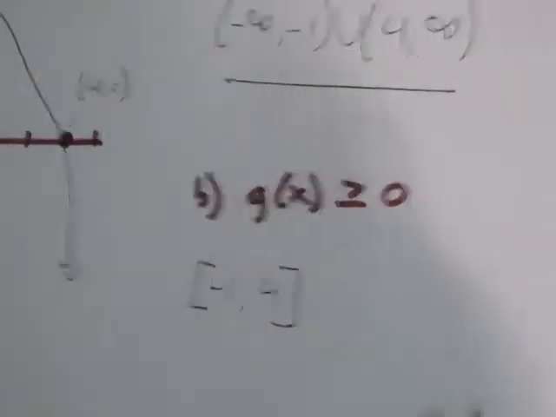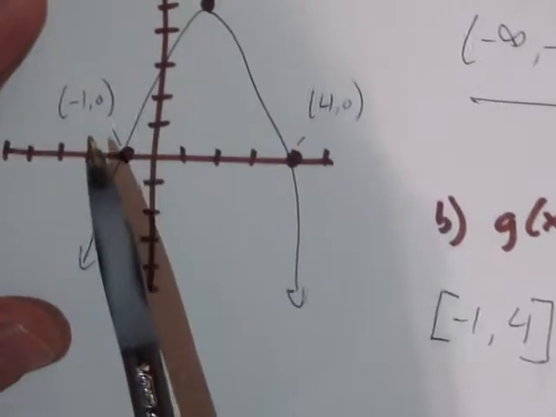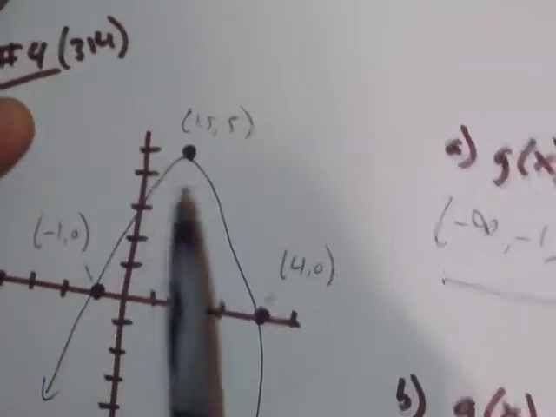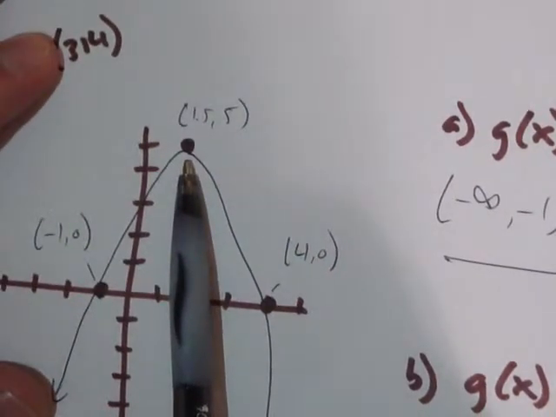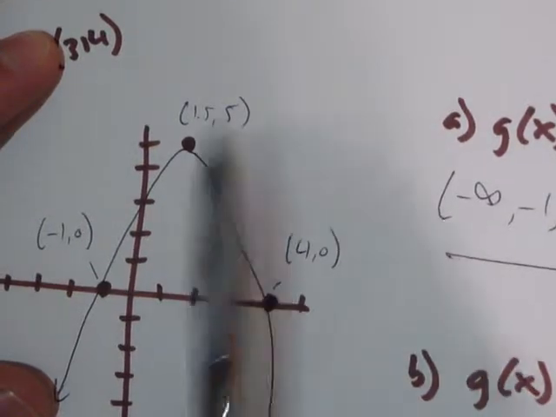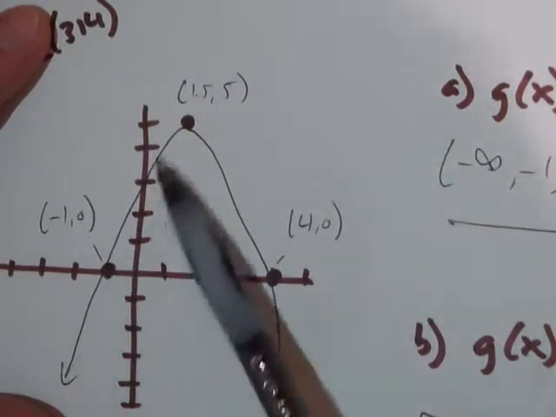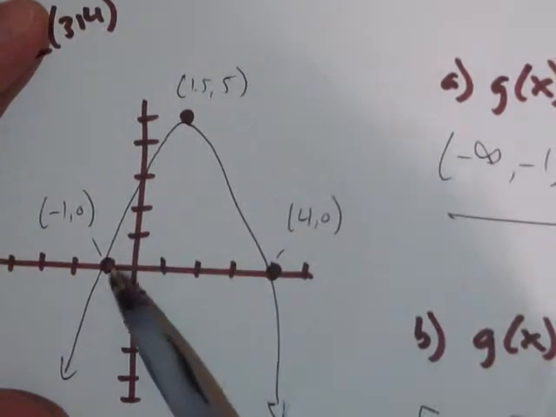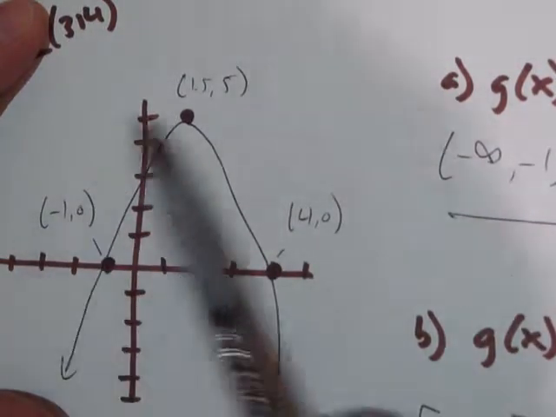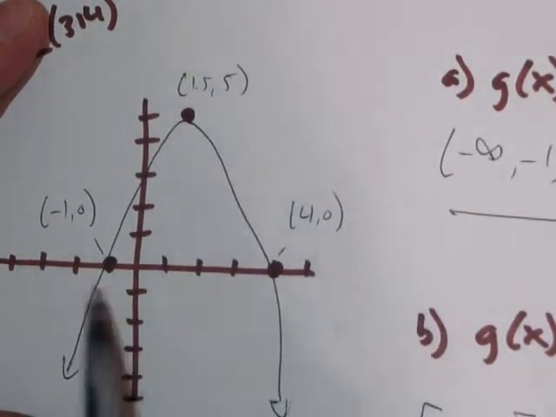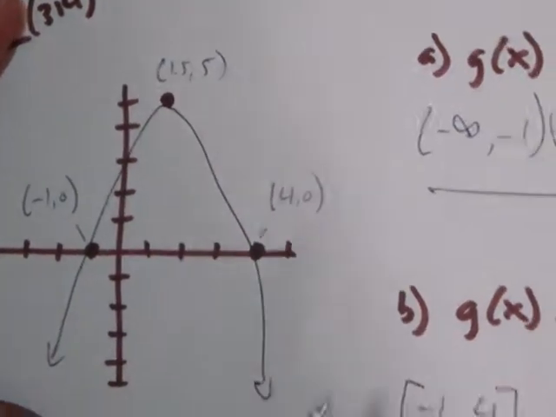Okay? So that was when it was greater than 0, so when it was above the x-axis. Notice we had the vertex that gave it to us, but we never really needed it, because even though here it was increasing and here it was decreasing, it was still above the x-axis the whole time. We just needed the x-intercepts. As long as we had those, we were golden. Okay, that's how that works.